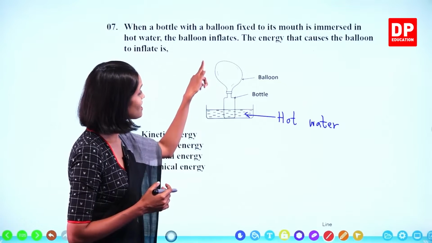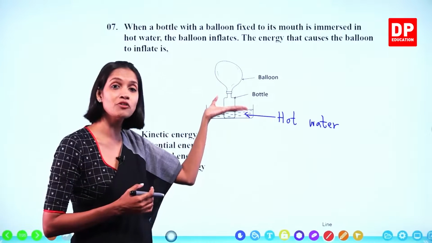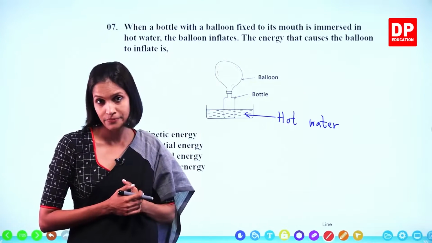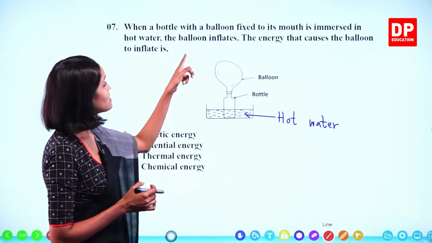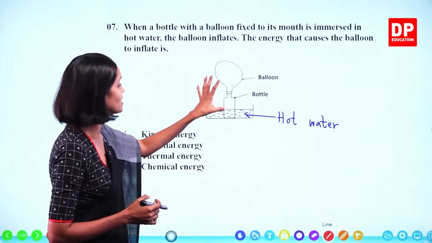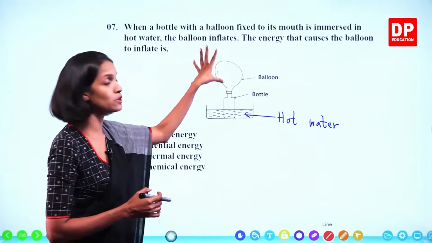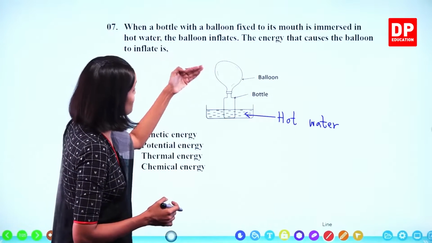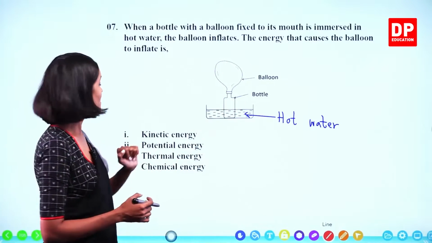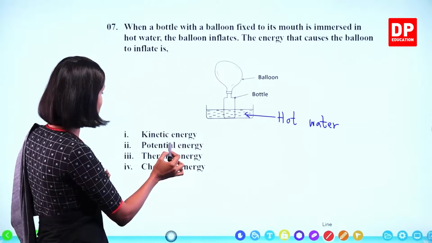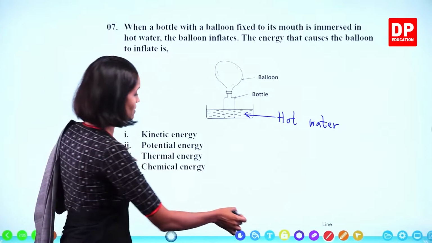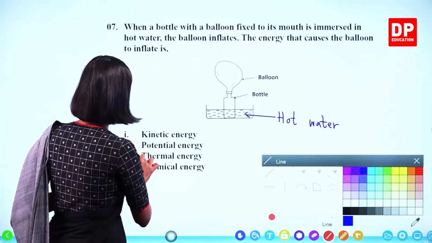So here the bottle is covered with the balloon. So the increased amount of air will go into the balloon and the balloon inflates because of that. So the energy that causes the balloon to inflate: because of heat energy, the air expands. Because the air expands, the balloon inflates. Therefore, what is the basic energy that causes the balloon to inflate? Heat energy. Kinetic energy, potential energy, thermal energy, chemical energy. Thermal energy means heat energy. So the answer is thermal energy.